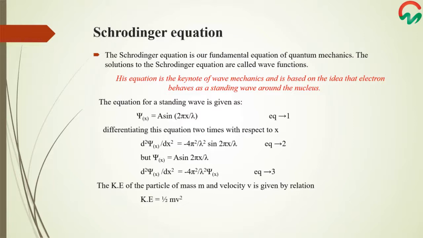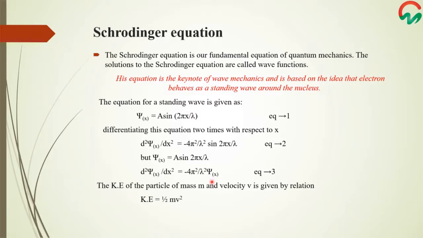Now we will derive the Schrodinger wave equation. The equation for the standing wave is given as psi(x) equals A sin(2 pi x over lambda). Here this symbol is pronounced as psi, showing the amplitude of the wave, and is also known as the wave function, and x is the displacement in the given direction, A is a constant and lambda is the wavelength. By differentiating this equation two times with respect to x, we get d square psi(x) over dx square equals minus 4 pi square over lambda square into psi(x).